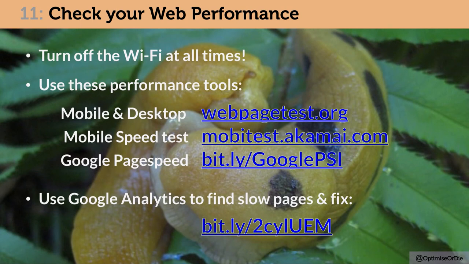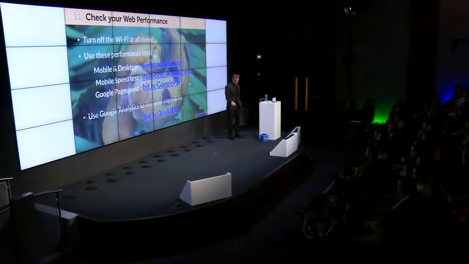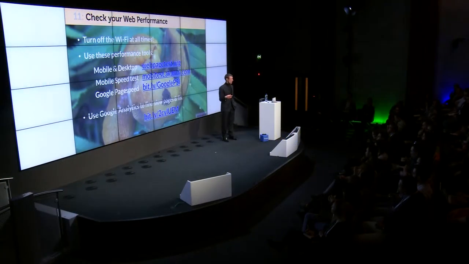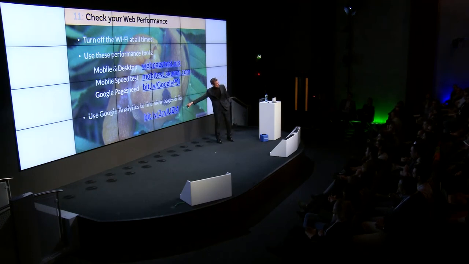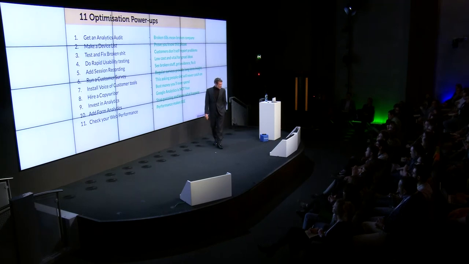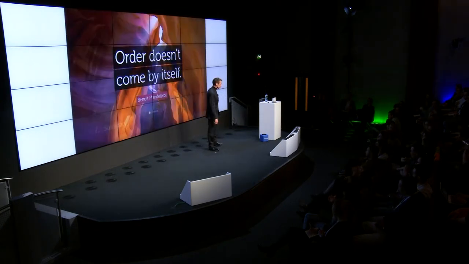Even better than this, imagine you can go into Google Analytics and get a list of pages that really suck, have a lot of traffic, and are really slow on your site. Well, you can. That report template will give you the data that you need to find your suckiest pages on your website. So there's your optimization power-ups.